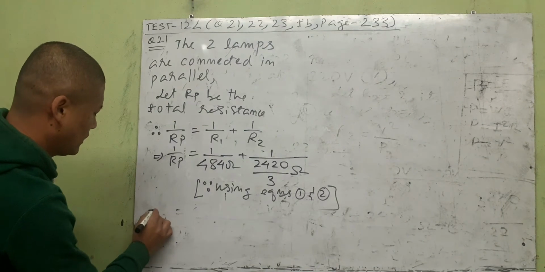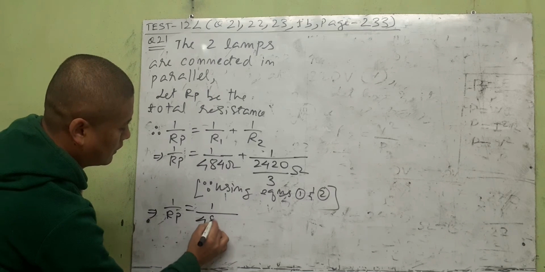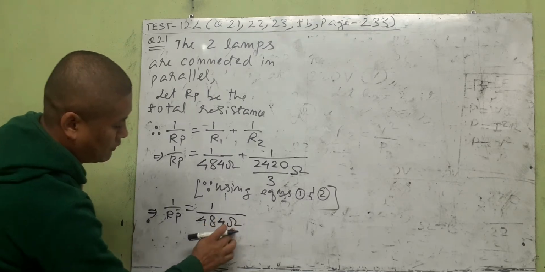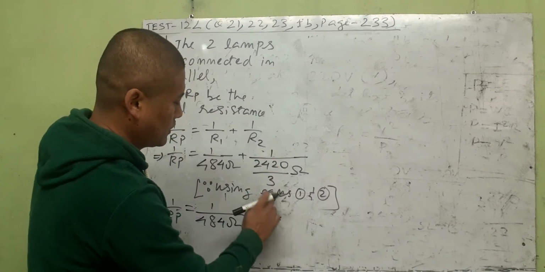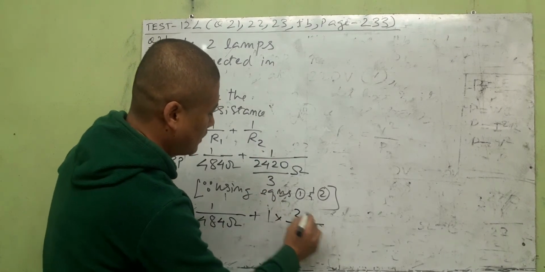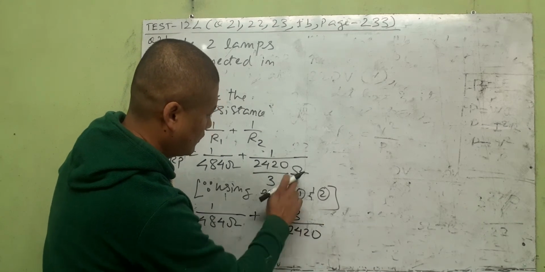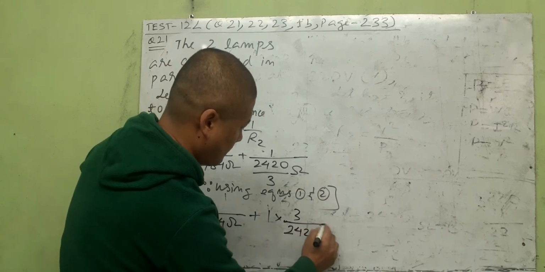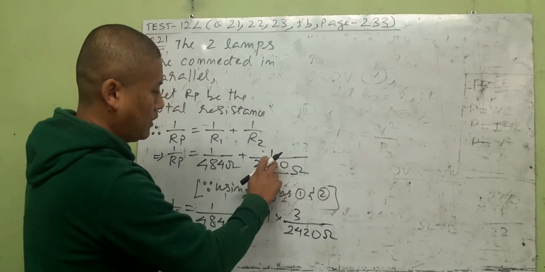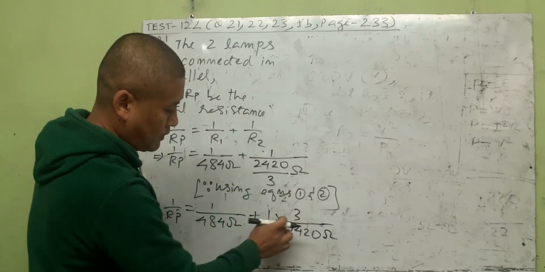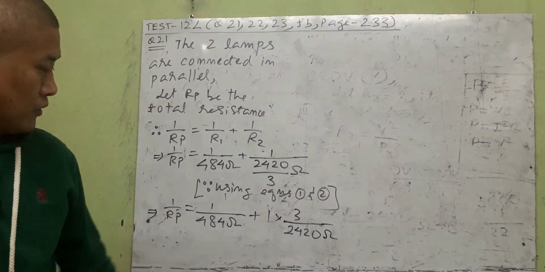Now next here, that implies 1 by RP will be 1 by 484 ohms. Please note that ohm should be in the denominator, plus 1 into 3. Going down, the denominator 3 will go up, and 2420 along with the ohm will come down, when you change this long line division into multiplication sign. So that's what we're getting, 3 by 2420 ohms.